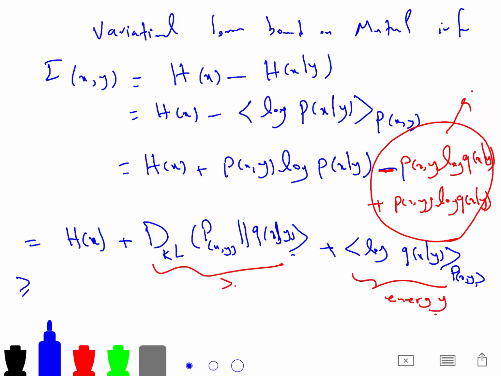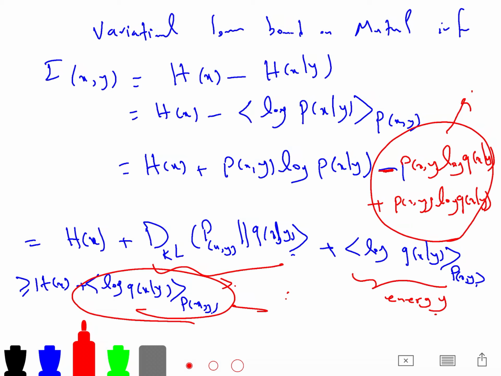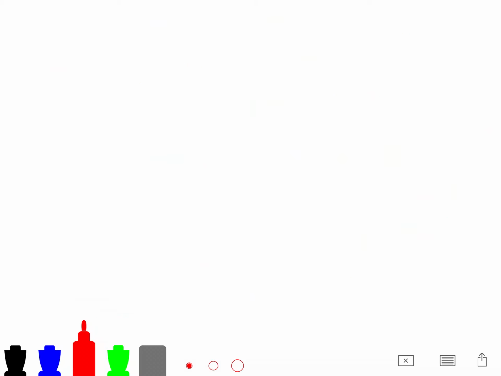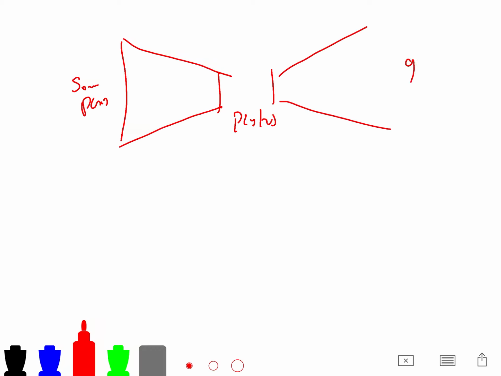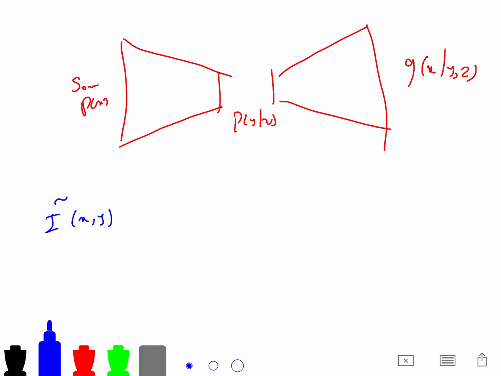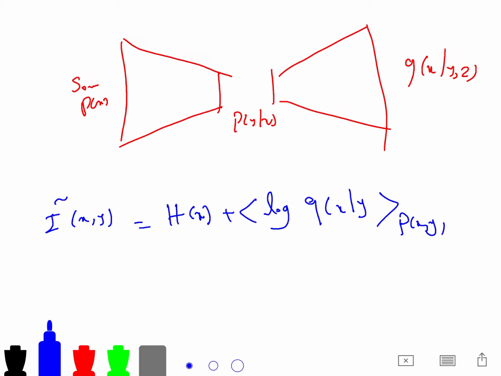And so this is just greater than h of x plus log of q of x conditioned on y, p of x and y. So this is the decoder. Q is the decoder. So I can review that you have a source, P of X, you have the encoder, and then P of Y conditioned on X, and then you have the decoder, you get Q of X conditioned on Y and Z. So we have approximated that. Z is just the auxiliary variable. So I tilde of x and y is h of x plus log of q of x conditioned on y, p of x and y.